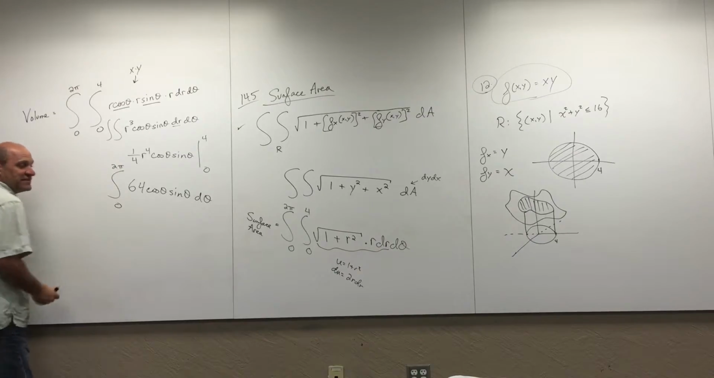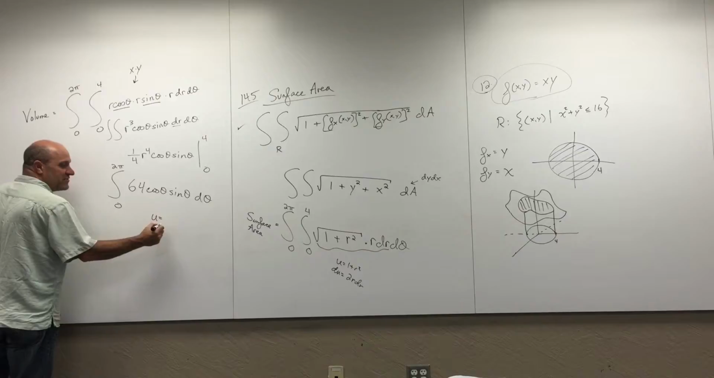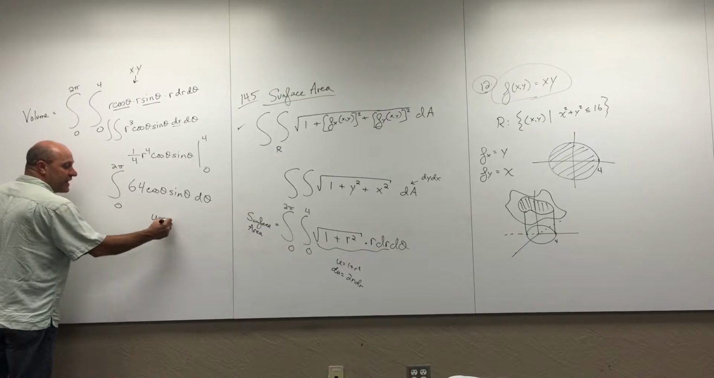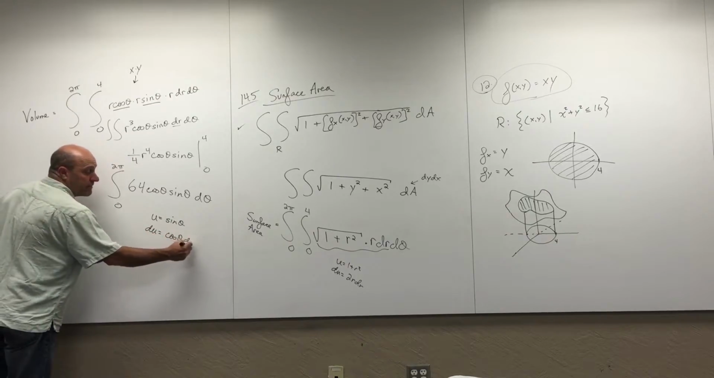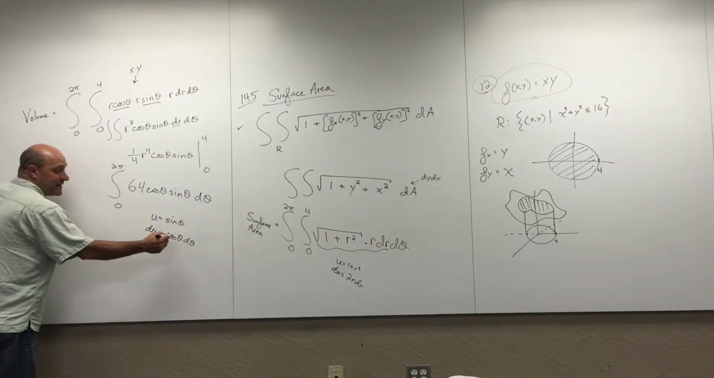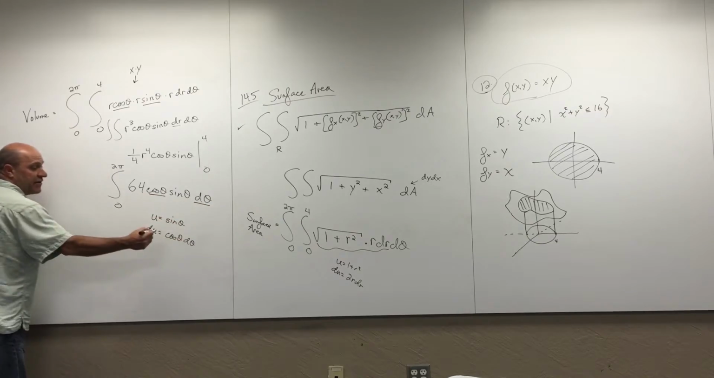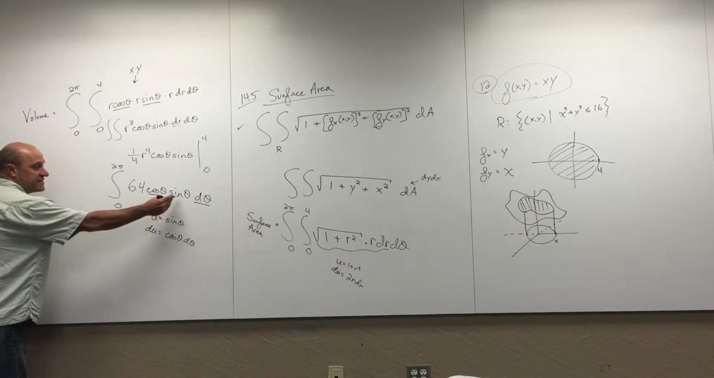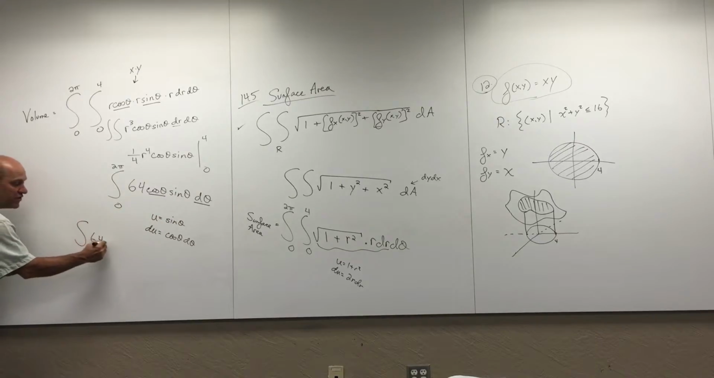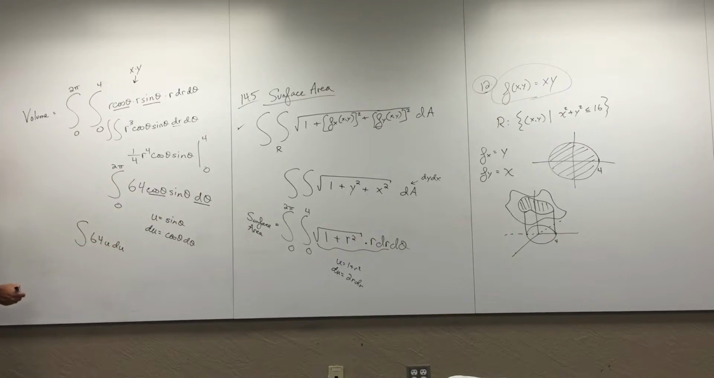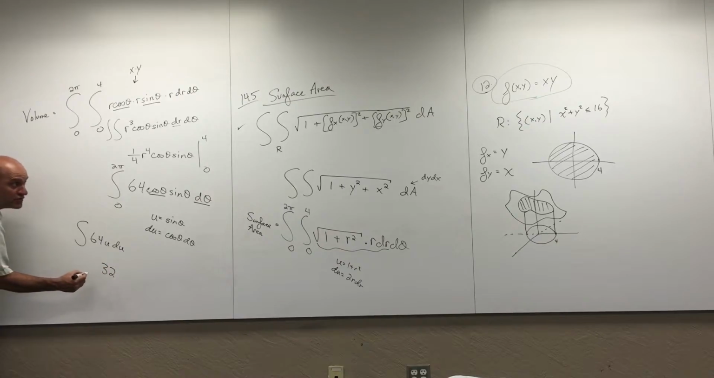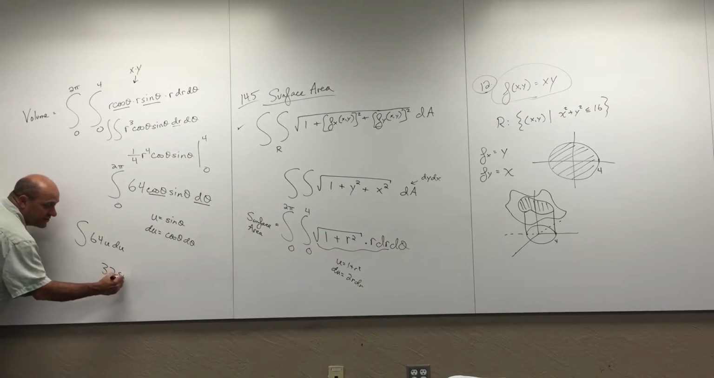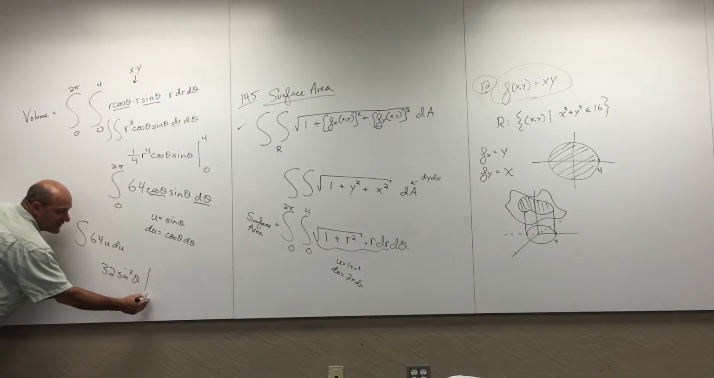Let's just finish this. How would you finish this one? U equals what? Sine. U equals sine, because then du is cosine. So this du is taken care of there, and I end up with 64u du. How do you integrate a u? U squared over 2. 32u squared, where u is the sine function. And do this from 0 to 2 pi.